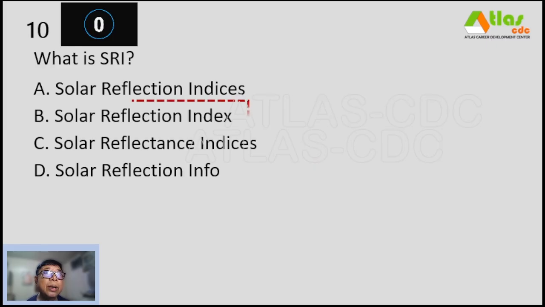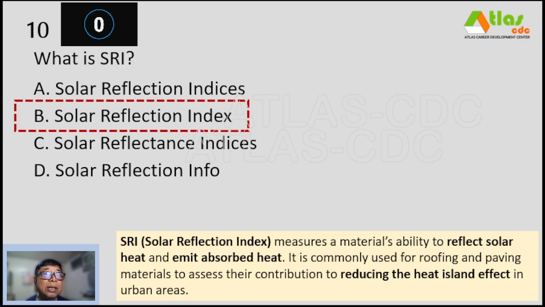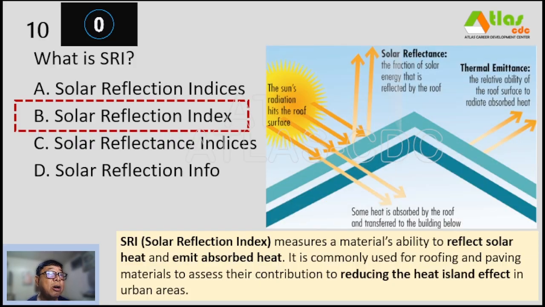And our correct answer is letter B, Solar Reflection Index. So SRI measures a material's ability to reflect solar heat and emit absorbed heat. It is commonly used for roofing and paving materials to assess their contribution to reducing the heat island effect in urban areas. So yung pag-reflect, no, the fraction of solar energy that is reflected by the roof, solar reflectance. Ang thermal emittance naman is the relative ability of the roof surface to radiate or absorb heat.